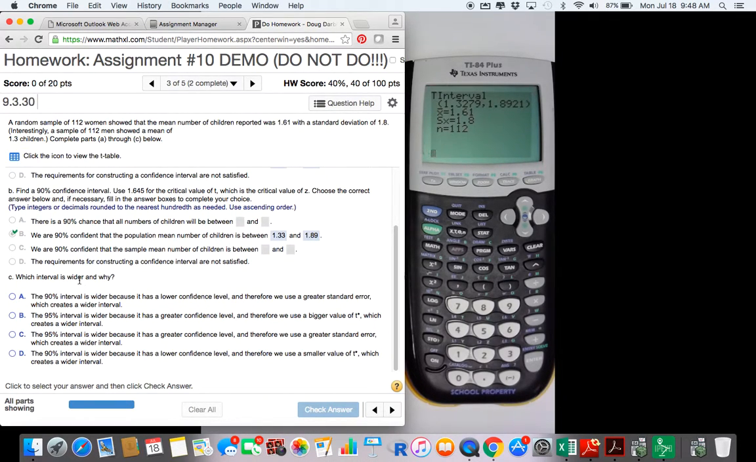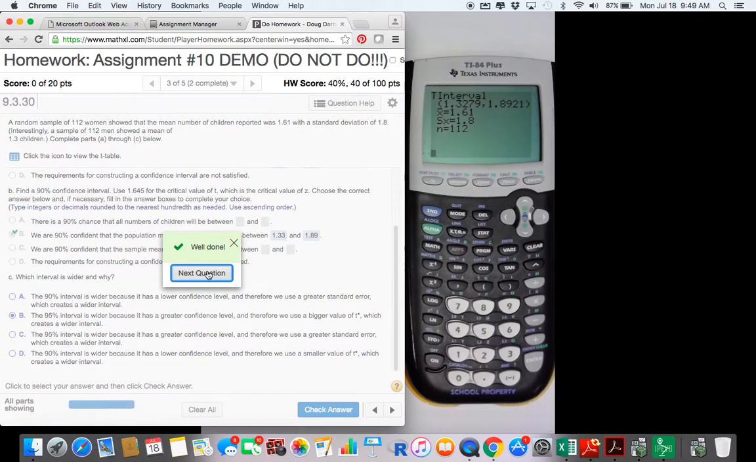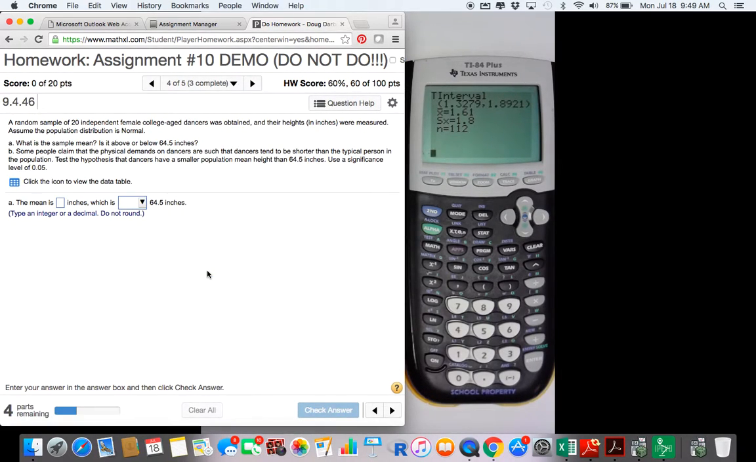All right, which interval is wider? Well, the one with the bigger confidence is going to be wider, so we're looking for the statement that says the 95% confidence is wider. Then we come up over here and look for the correct interpretation. So we know that A and D can't be true. So our answer has to be either B or C. So the 95% interval is wider because it has a greater confidence level, okay? And therefore we use a bigger value of T star, which creates a wider interval. Guys, I'm buying into that one because that's true. All right, go to the next one.